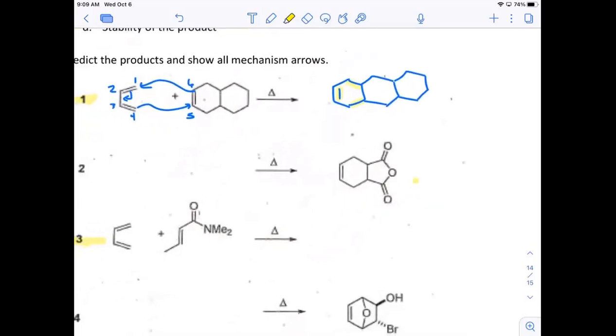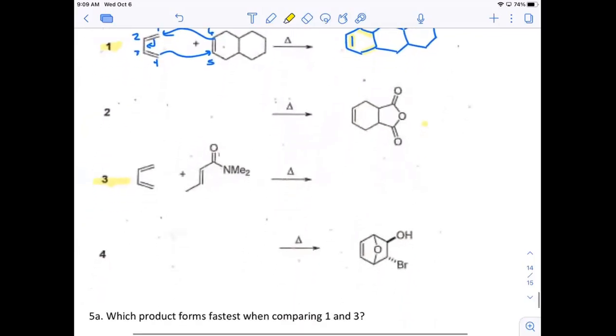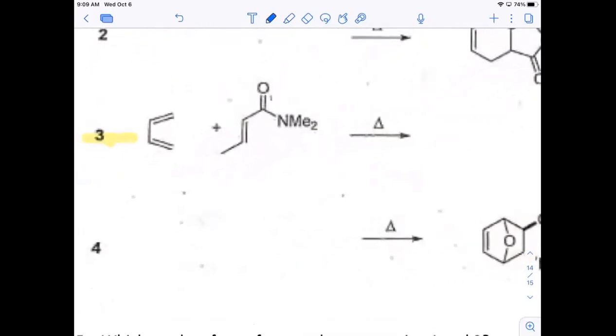All right, let's look at number 3. Now here we got to take a couple of things into account. Number 1, of course, my diene is conjugated with carbonyl, so that's going to speed the reaction up. Anytime I add an acceptor to the diene, it's going to lower the energy of the LUMO and make the reaction go faster.